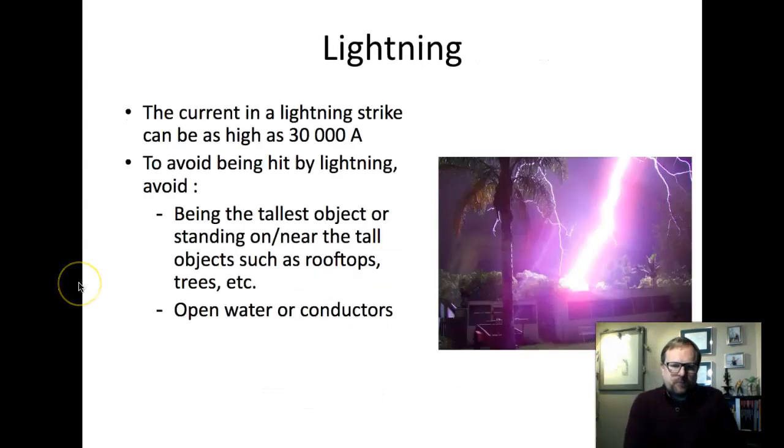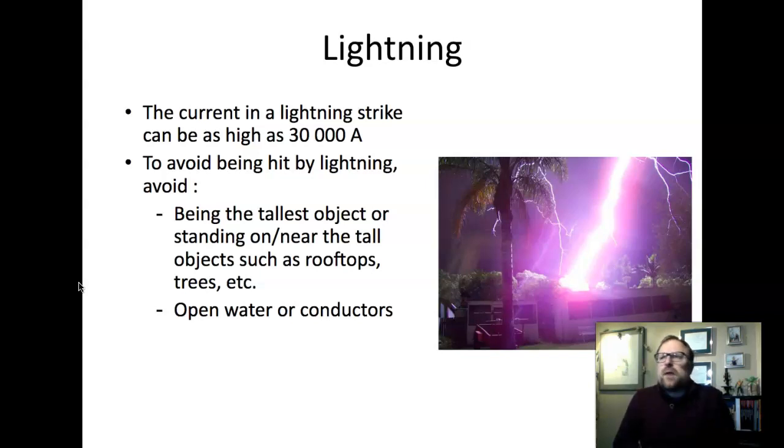I want to talk about lightning, just because it's kind of interesting to talk about, and it's a great example of electricity. The current in a lightning strike can be as high as 30,000 amps. Thinking about that, that is a lot of current moving through your body. That's enough to kill you, definitely, if not cause serious damage.